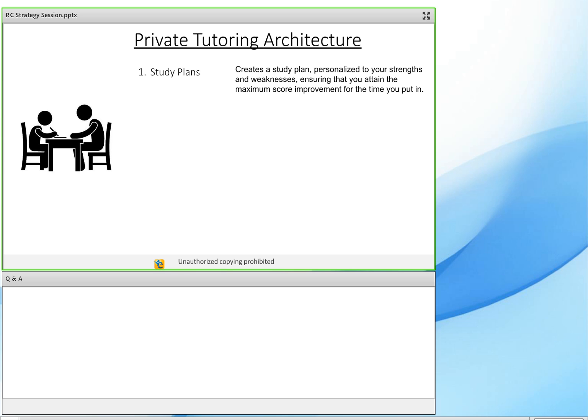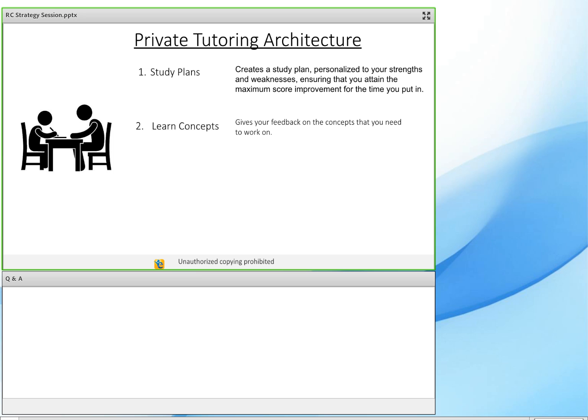A private tutoring architecture works very differently. When you work with a good private tutor, the first thing that a good private tutor would do is create a personalized study plan based on a personalized evaluation that takes your strengths and weaknesses into account. Then the tutor would create a study plan which would include, hey, this is the amount of time you're going to spend on this aspect. This is the aspect that you know really, really well. You don't need to bother about it, and so on and so forth.